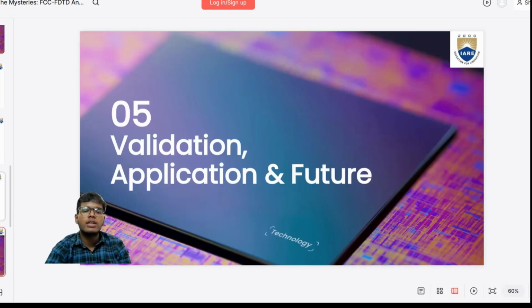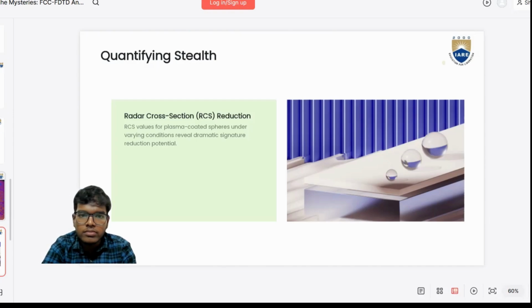Fifth is the validation, application and future. Quantifying stealth: radar cross section RCS reduction. In this, RCS values for plasma coated spheres under varying conditions reveal dramatic signature reduction potential.